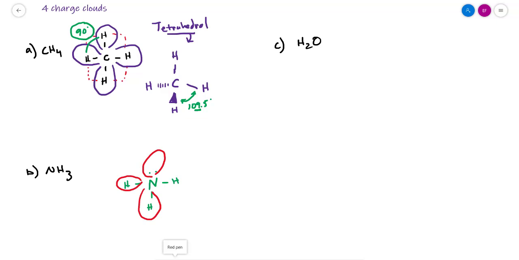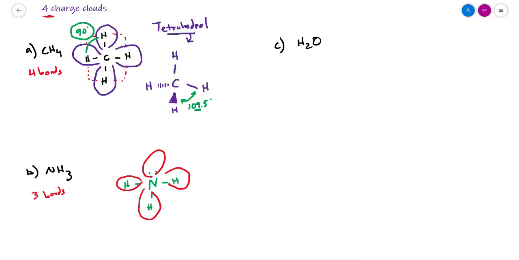That's a charge cloud. That's a charge cloud. And that's a charge cloud, so that's why it fits into the category of 4 charge clouds. But in this case, it's different than methane because we've only got 3 bonds. So 3 bonds but 4 charge clouds, whereas methane had 4 bonds and 4 charge clouds, similar to what we just talked about with the 3 charge cloud issue.